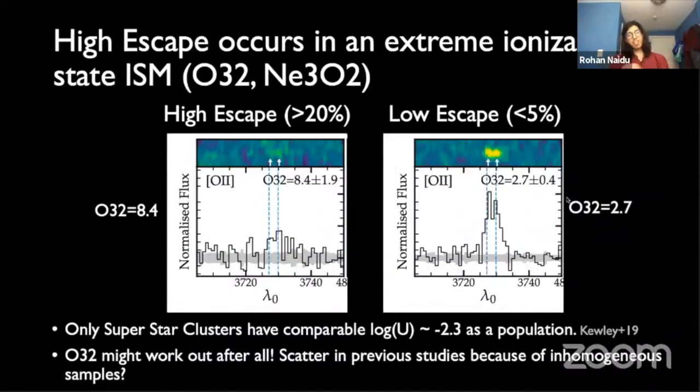Another really striking difference between both the stacks is in their O3-2 ratio. The literature around O3-2 has been a bit muddled, right? There's been promise, and then there's been pessimism. But what we find is a very, very clear difference between these stacks in terms of their O3-2. In the high escape stack, you have a factor of 3 greater O3-2 compared to the low escape stack. The log U, which is the ionization parameter implied by this very high O3-2, is comparable only with the super star clusters as a population, as per Lisa Kewley's amazing review.